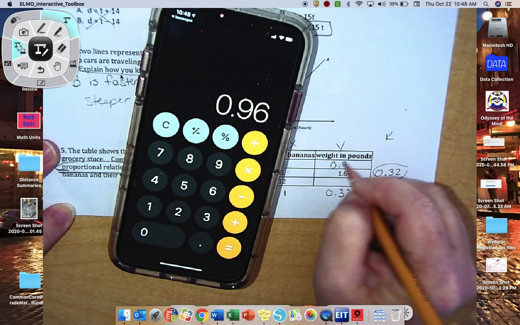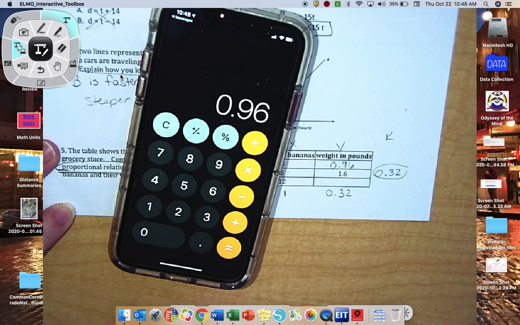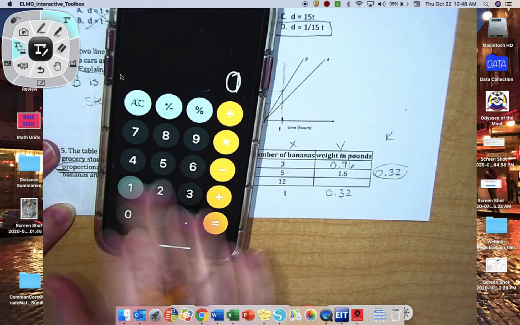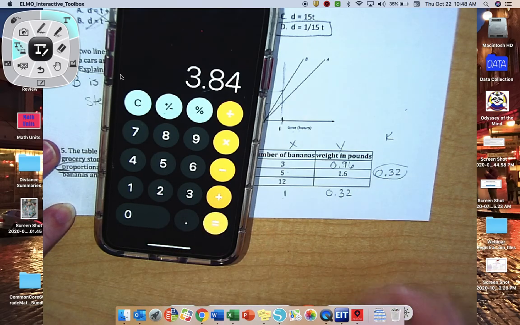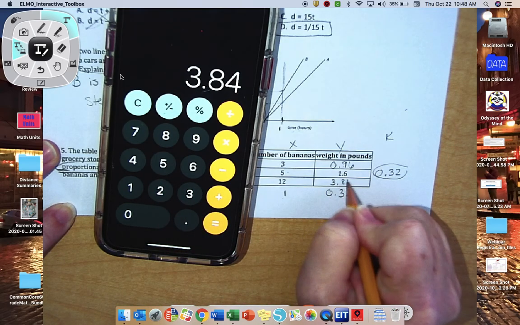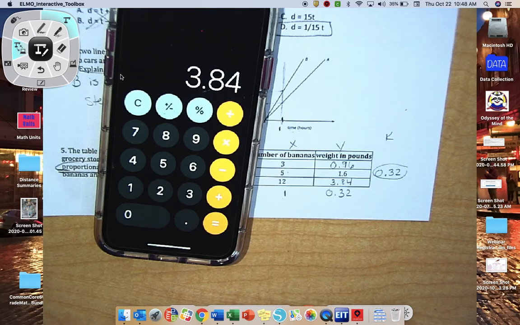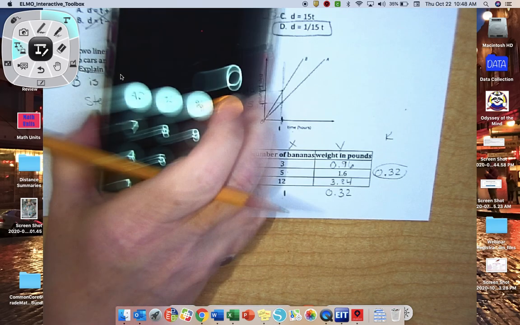This is 0.96. And then for this guy, 12 times 0.32 gives me 3.84. So those would be the missing numbers on my table.